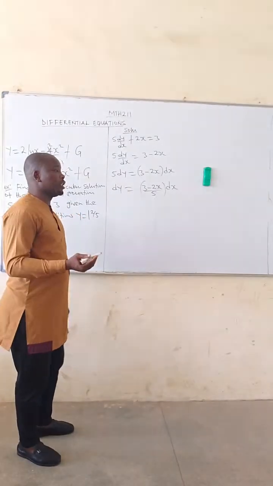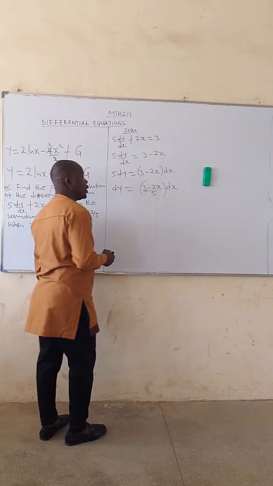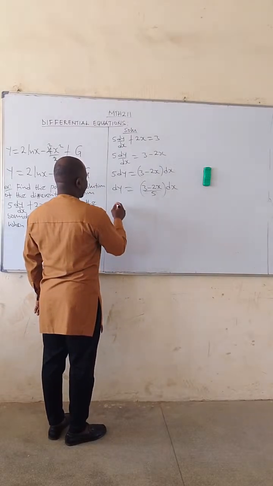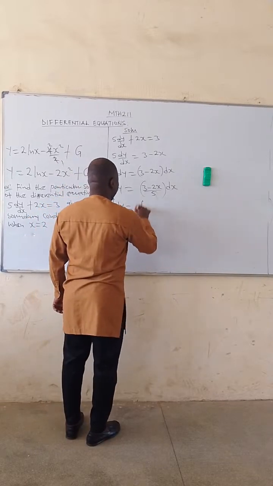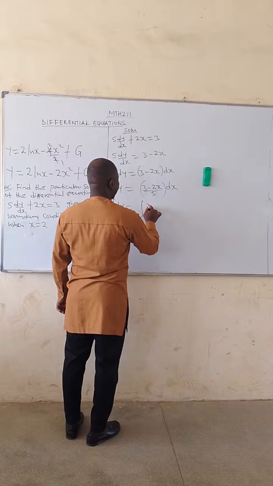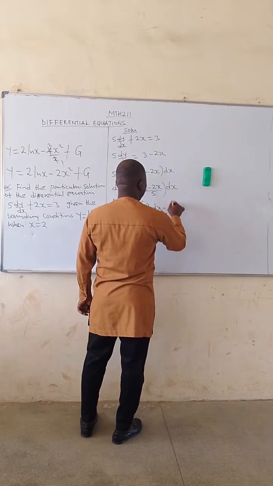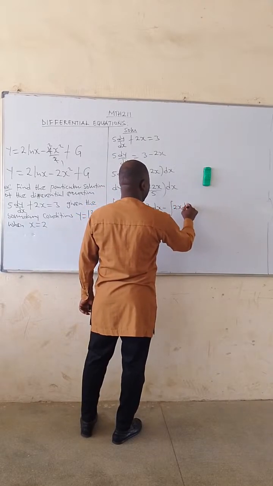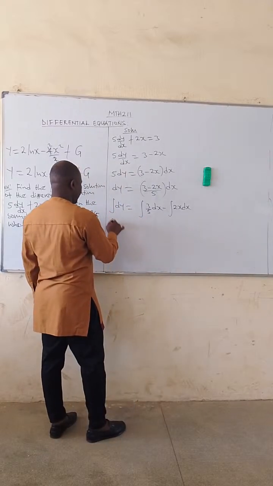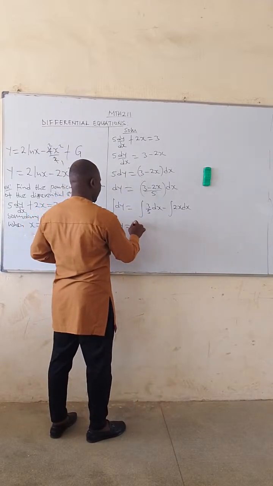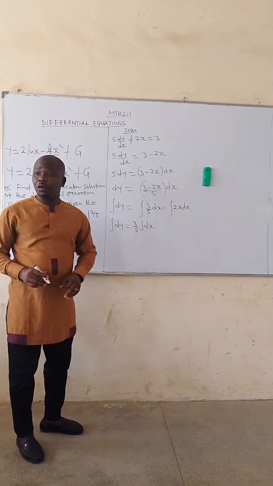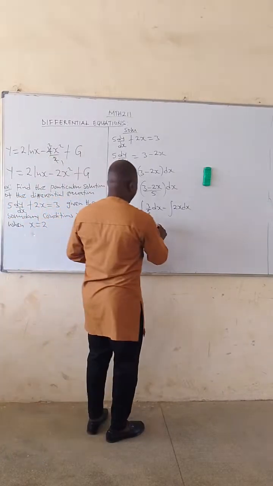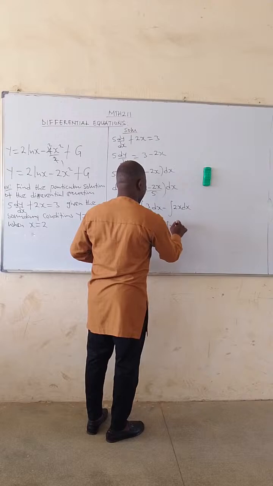So what do we do now? Integrate both sides. So if we integrate both sides, it means we are going to have integral dy is equals to integral 3 all over 5 dx, true or false? Minus integral 2x dx. Then this is the same thing as dy is equals to 3 all over 5 integral dx. True or false? True. Okay. Then minus 2 integral x dx.